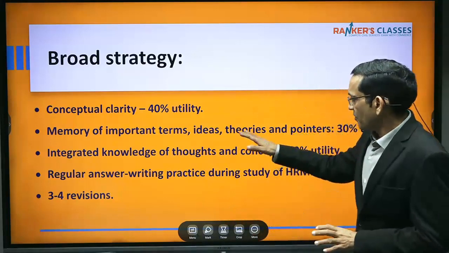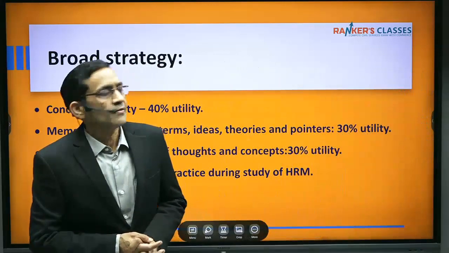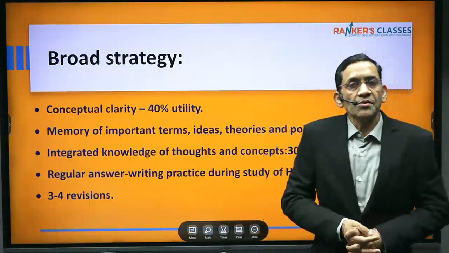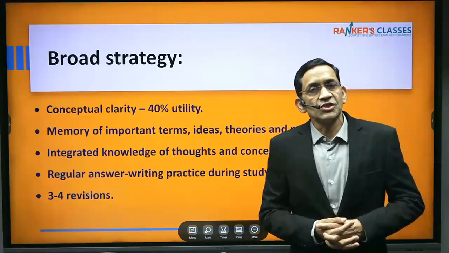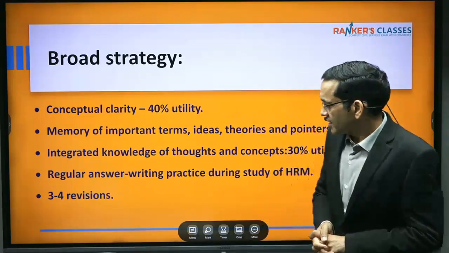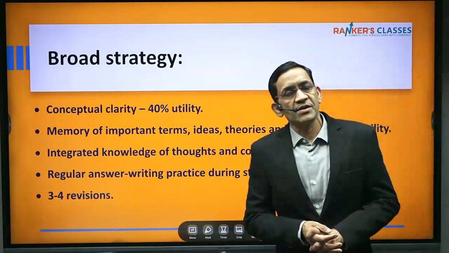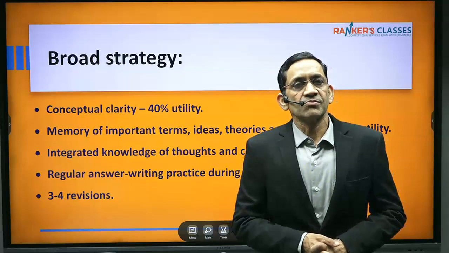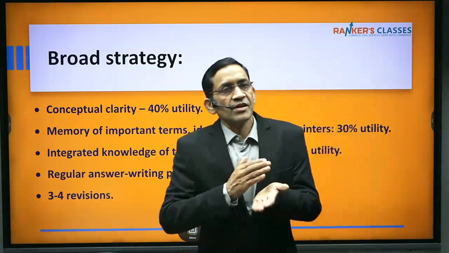But memory of important facts, terms, theories, and pointers are necessary. That is having around 1/3 utility or 30% utility. This is the area where you have to revise. For example, on importance of HRM, you remember 3 to 4 points by your conceptual clarity. But to write 6 points or 7 points, you need to revise because points skip. And another integrated knowledge, 30% utility, that is very high. Among OT, OB, HRM and IR, HRM is the only subject where your knowledge, reading, concepts of one chapter are useful in all the other chapters. Really, all the chapters of HRM are in a sequence.